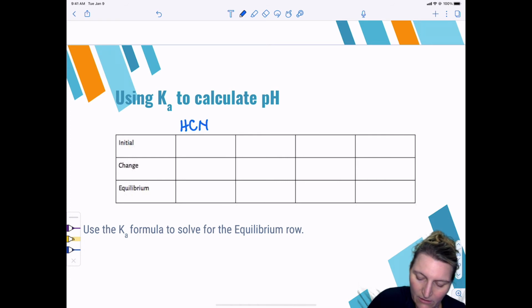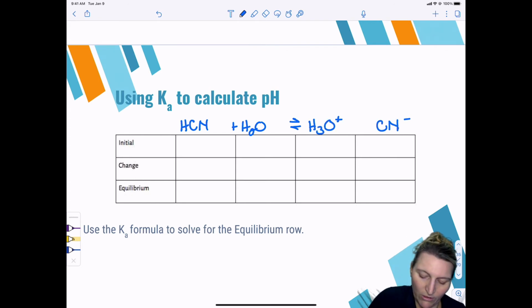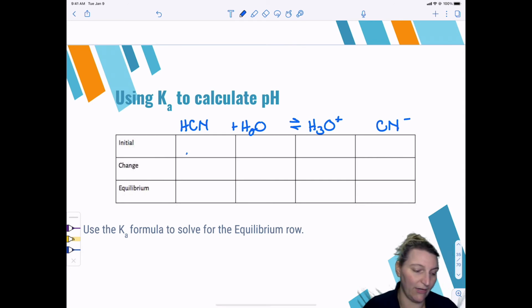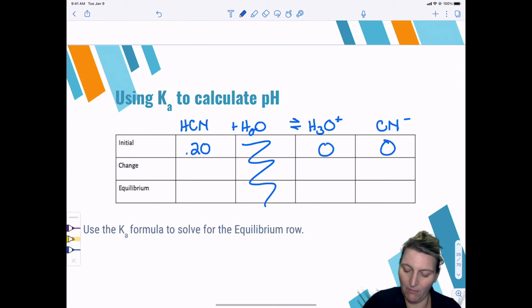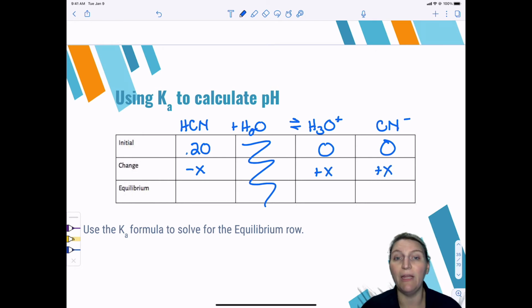So here it is reacting with water, donating a proton to water, and leaving its conjugate base. The question told me that it was 0.20 molarity. Water, I can always just cross out, and these would be 0, 0. And this one would go down by some amount, and these would go up by some amount. They all have the same coefficient, and that's going to happen 99% of the time in this chapter, where they're both going to be X and X. So this one will, of course, be X, and this one will, of course, be X.